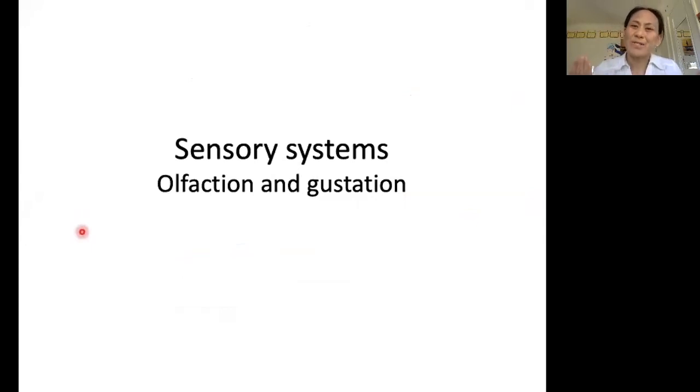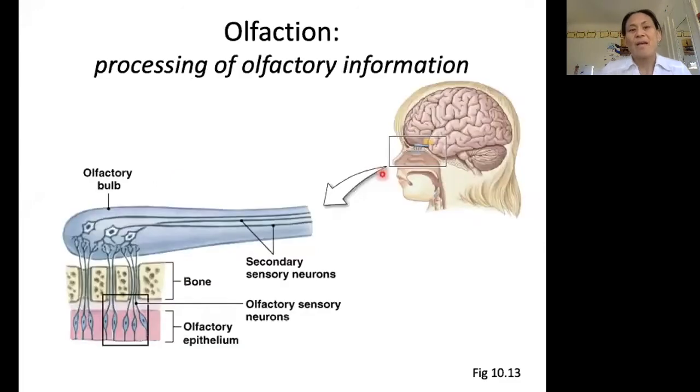Hello and welcome back to our discussion of sensory systems. Next up, we're going to be talking about olfaction and gustation, which are our fancy scientific words for smell and taste, respectively. Okay, so starting with smell.